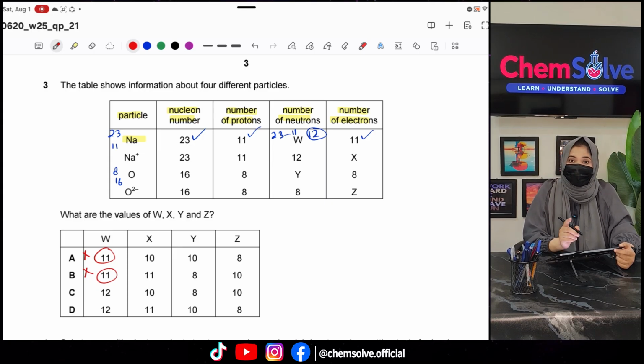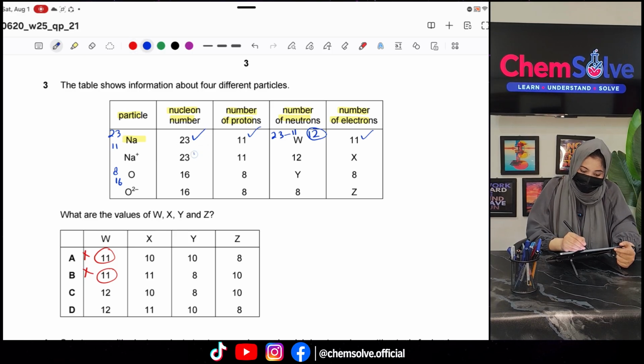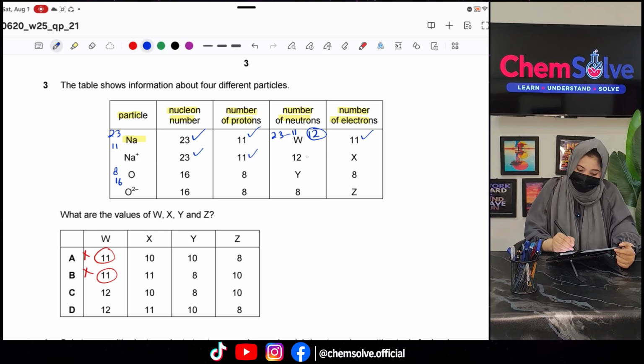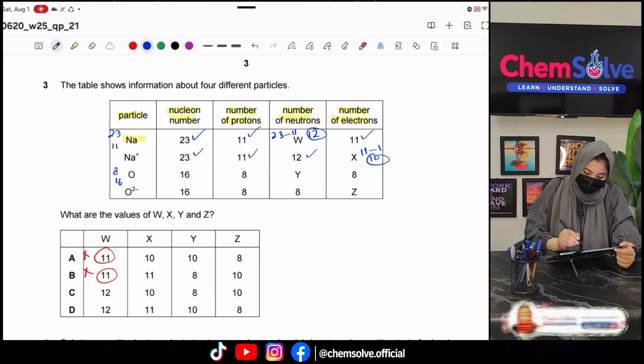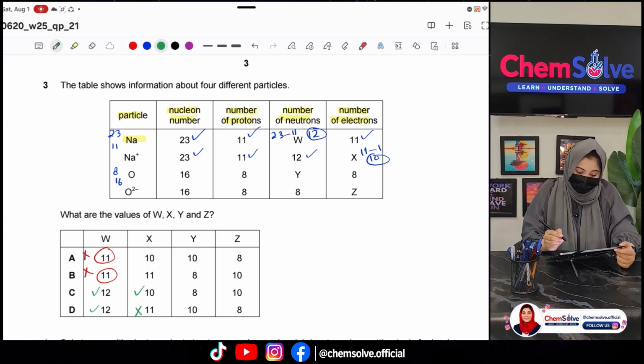Na positive. It means one electron has been lost. So nucleon number is 23, proton number is 11, neutron number is 12, and electron number should be 11 minus 1. One electron is less, so it should be 10. So it says 12, 12, it says 10, and it says 11. Clearly the option is C, but I will look at the other as well.